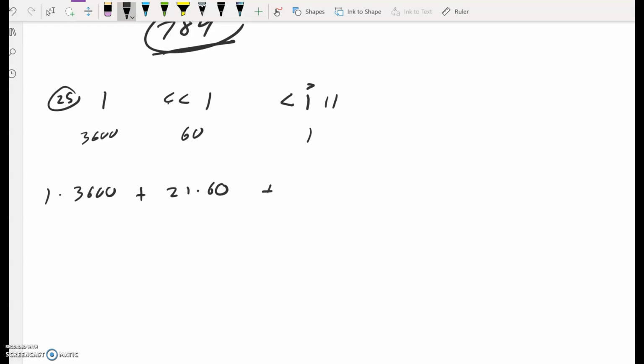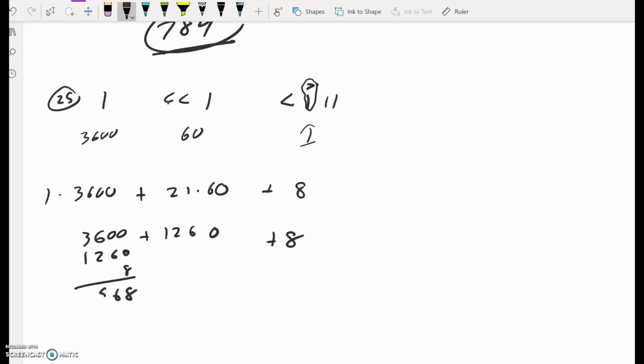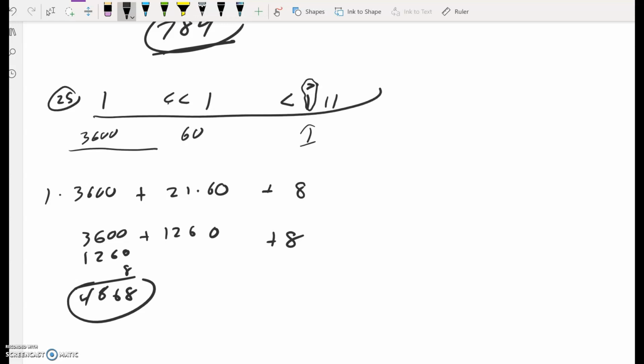Plus, and these are 1s, but this is a subtraction symbol. So instead of 10 plus 2 being 12, it's 10 take away 2 being 8. So when we multiply 21 times 60, we get 1260. And so we have 3600 plus 1260 plus 8. And that's 4,868. So this is the Babylonian version of the number 4,868.